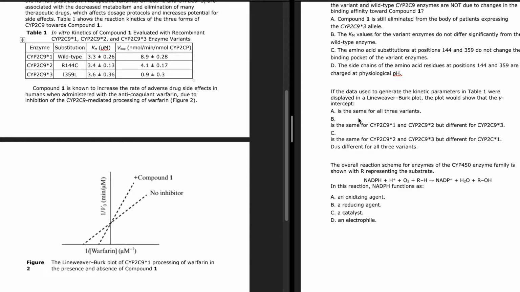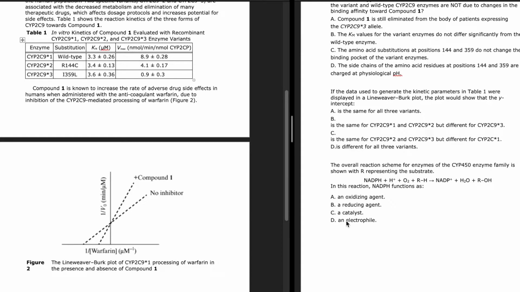So A, is the same for all 3 variants? That's unlikely, as we've already explained. B, is the same for the CYP2C9 star 1 and CYP2C9 star 2, but different for CYP2C9 star 3? Again, we know all 3 are going to be different, so probably not. C, is the same for CYP2C9 star 2 and CYP2C9 3, but different for CYP2C star 1? Again, we know that all 3 are going to be different, so probably not. D, is different for all 3 variants? Strong answer. That's what the data suggests. I'm only left with 1 maybe, so I'm going to go with D.